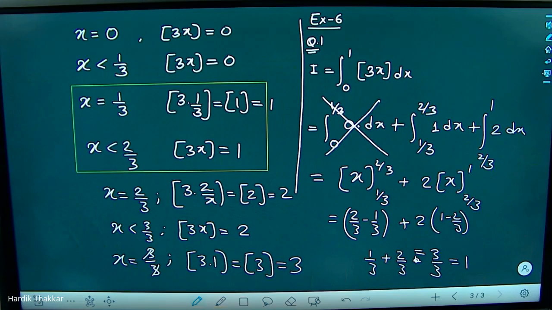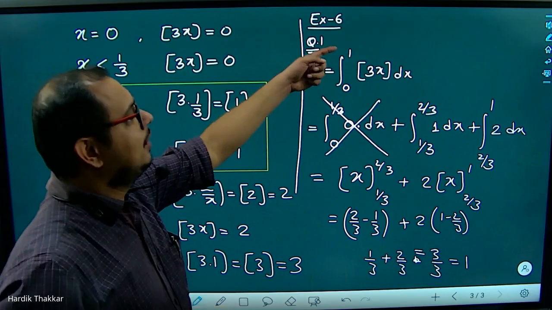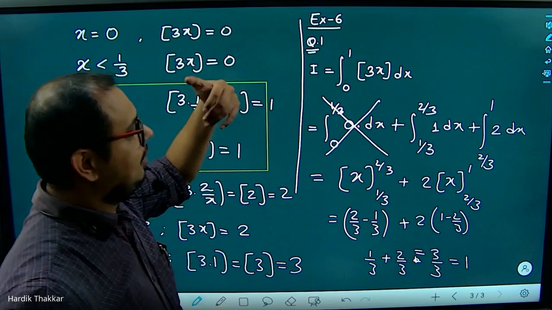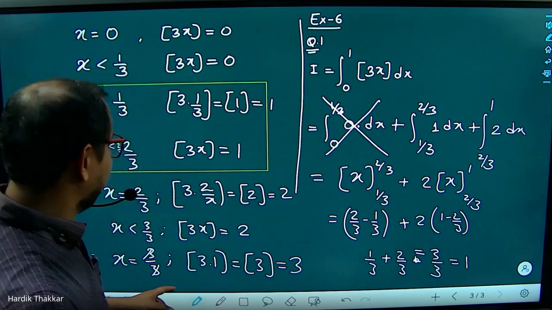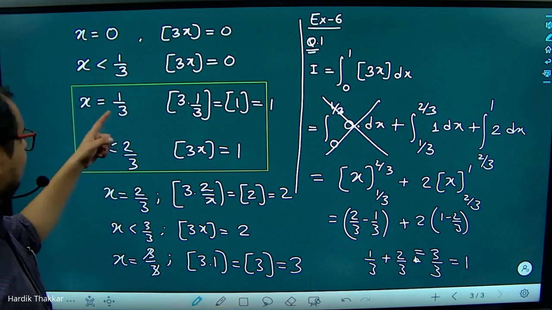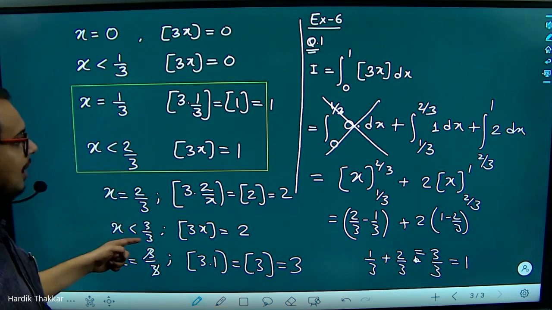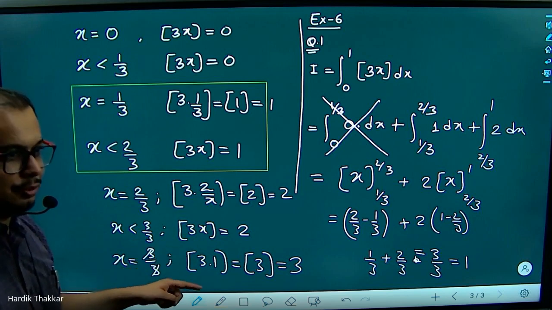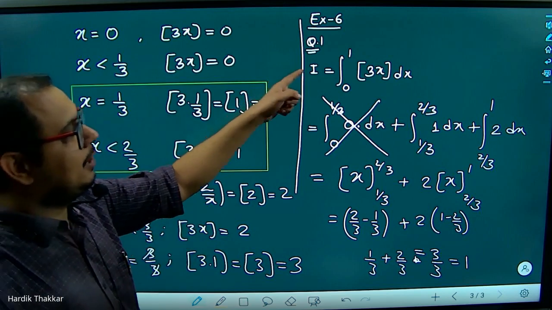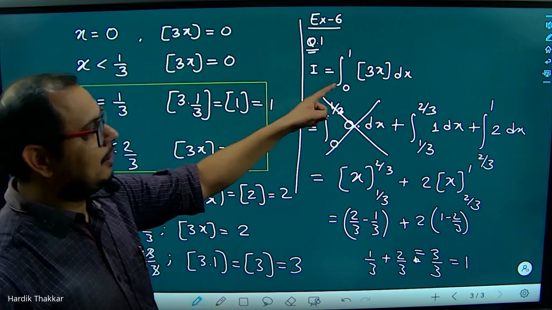So, if it was 0 to 5, then the equation will be big. Yes, then we have some other points over there. Like for the next interval, we have taken 1 by 3, 2 by 3, 3 by 3, and further we will take 4 by 3, 5 by 3, 6 by 3, and so on. So if it will be 5, so 3 fives are 15.